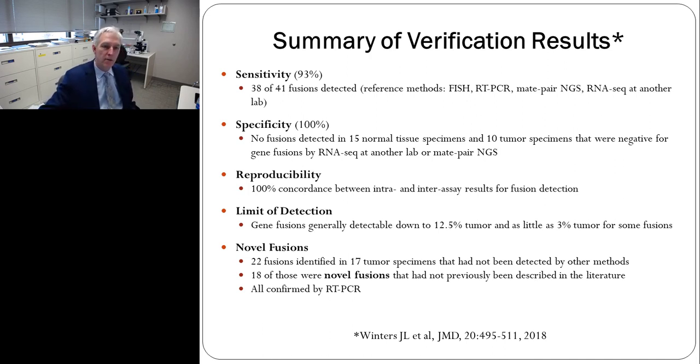Okay, so I mentioned that we had 3 false negative cases with our sensitivity, but it's important to realize that we also picked up 22 fusions in 17 tumor specimens that had not been detected by other methods. So there was a big net gain in total number of fusions detected. And 18 of those 22 fusions were novel fusions that had not been previously observed or described in the literature. And we confirmed all of them by RT-PCR. Now, not all of those 22 fusions are necessarily clinically significant, and I'll talk a little bit about that in a second. They're real, biologically real, but whether they're clinically significant is a different question.